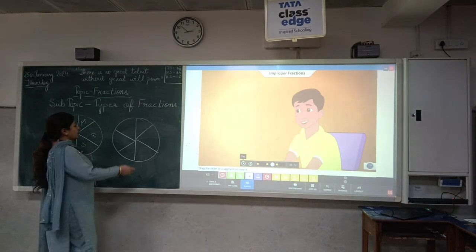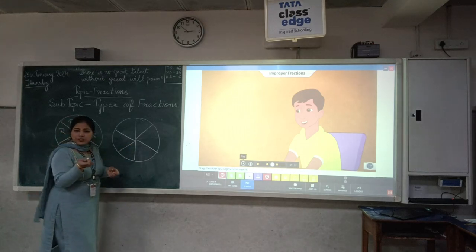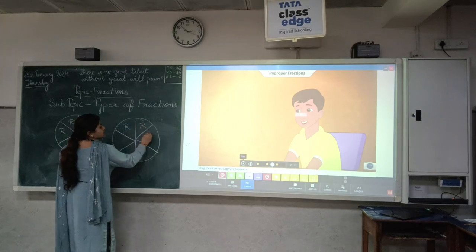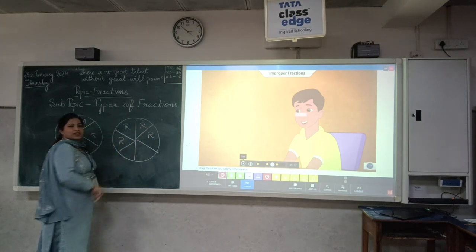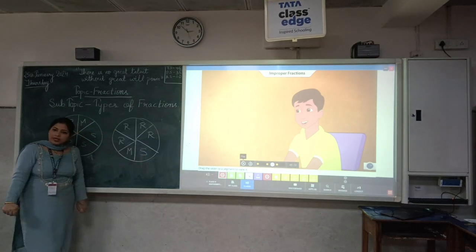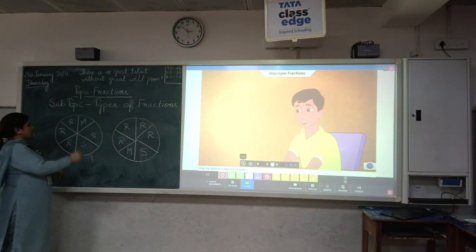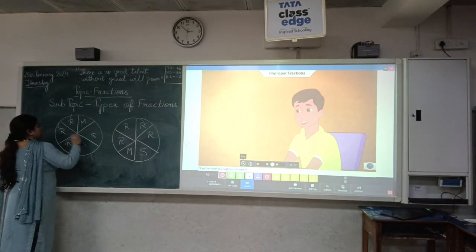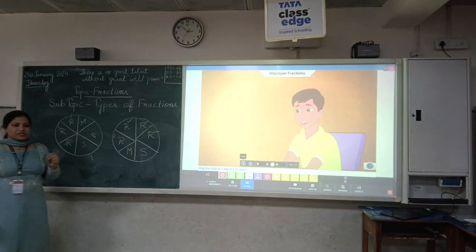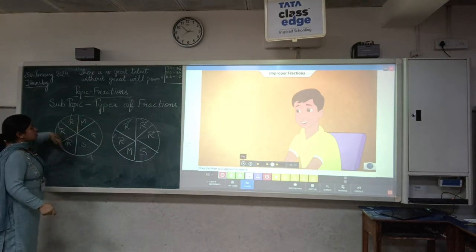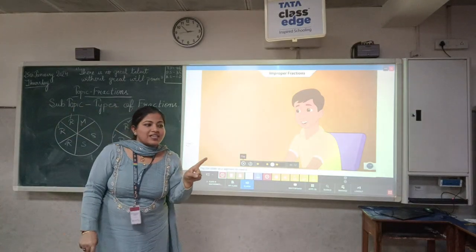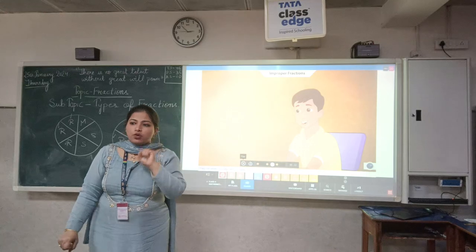Okay. Then now in the next pizza, Ravi has taken 4 pizza slices. Her mother has taken 1 and Sheila has taken 1. Okay. Now, can you see, can you count? 1, 2, 3, 4, 5, 6 and 7. 7 pizza slices. Okay. So, 6 pizza slices are making 1 whole pizza.